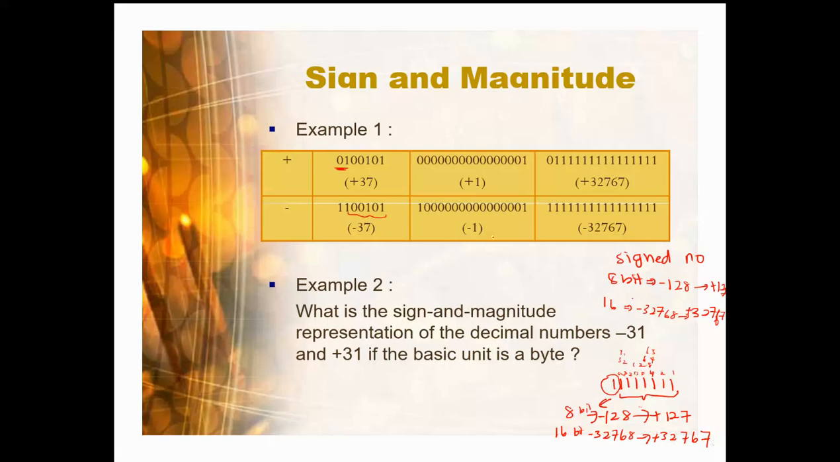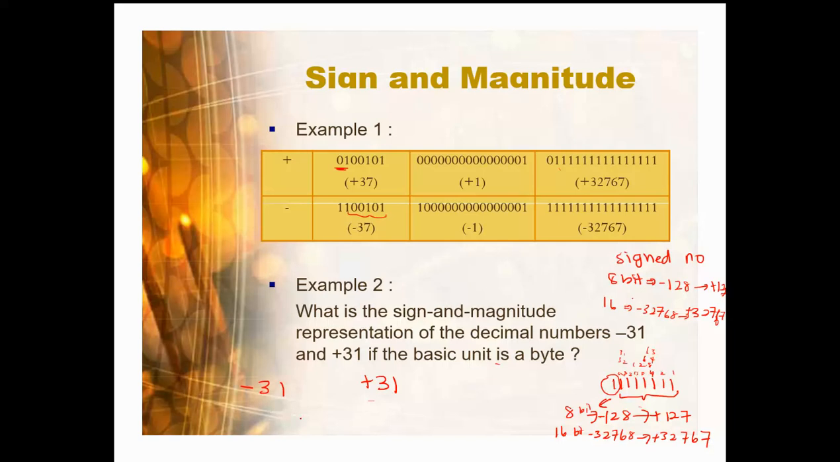Okay, so example here. The sign magnitude representative of decimal number for negative 31 and the positive 31 in unit is a byte. Okay, so apa you buat adalah you ambil negative 31 and again also the positive 31. So apa yang you buat, you convert the 31 ni kepada binary. Okay, so you tukar dia kepada binary.